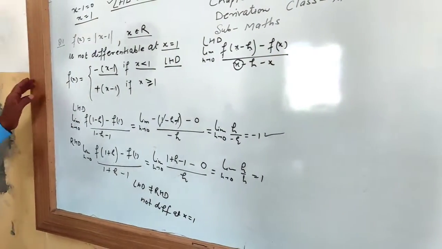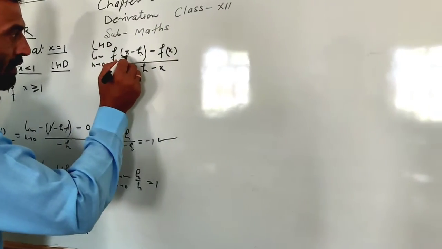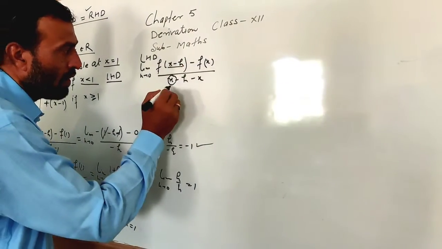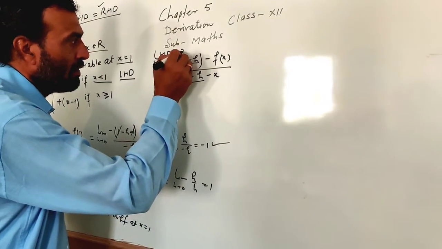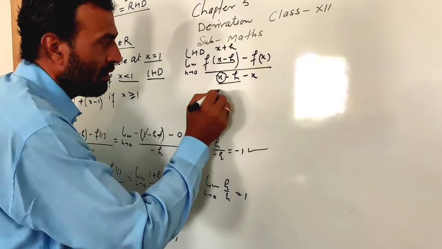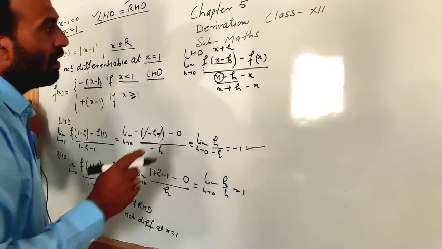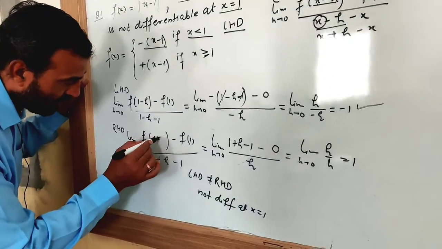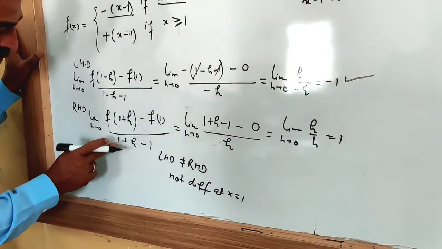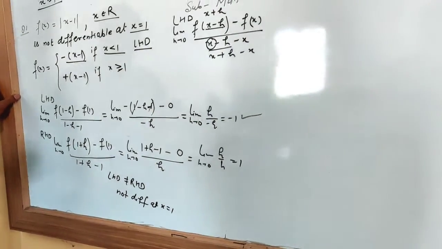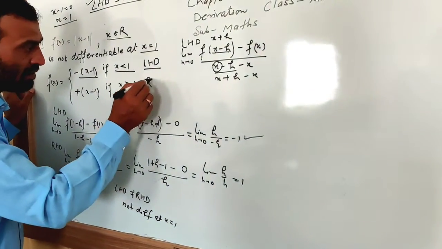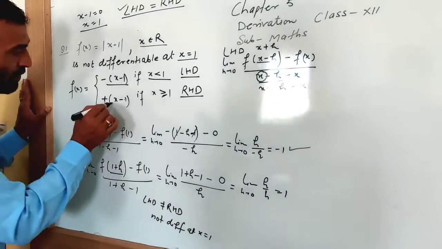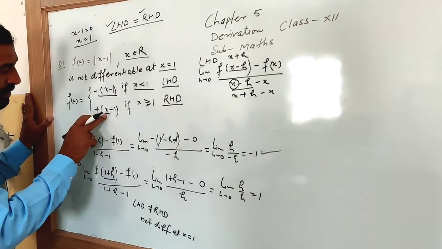Same as the right hand derivative. For the left hand derivative we take x minus h, and for the right hand derivative, f(x plus h) minus f(x) upon (x plus h) minus x. Replacing x by 1, the right hand derivative is f(1 plus h) minus f(1) upon (1 plus h) minus 1. This is the formula for the right hand derivative. Here x is replaced by 1 plus h, and in this position, 1 plus h minus 1.